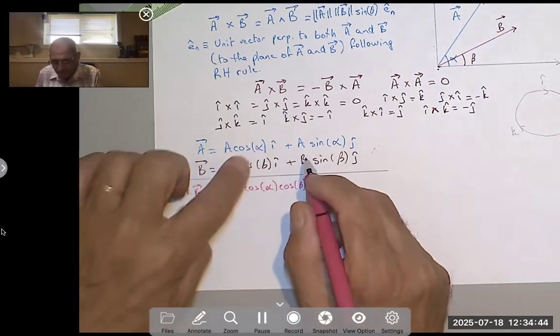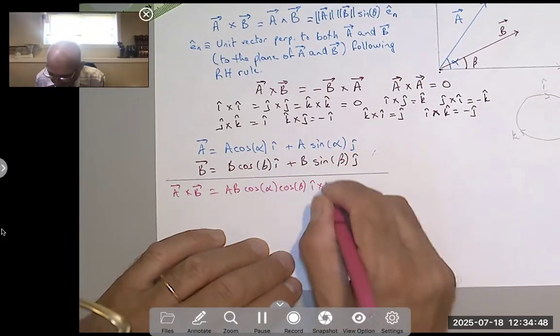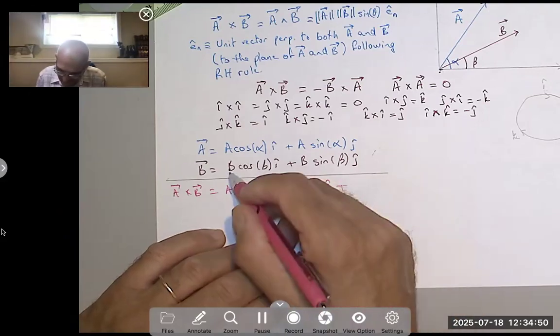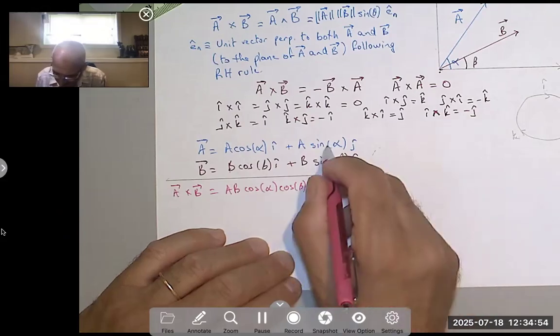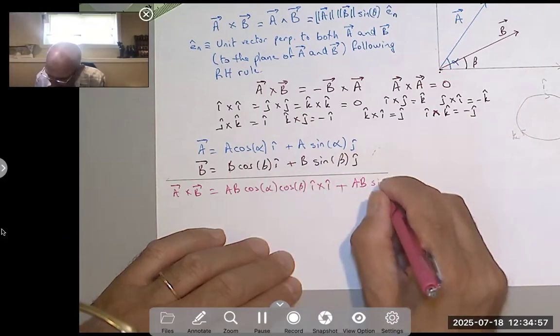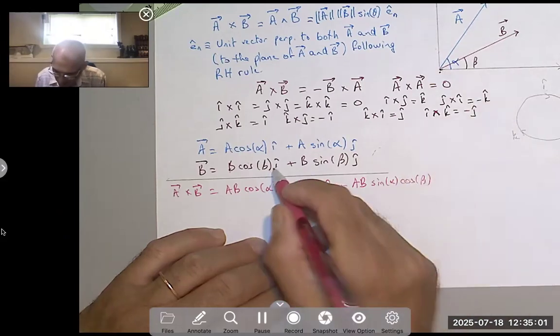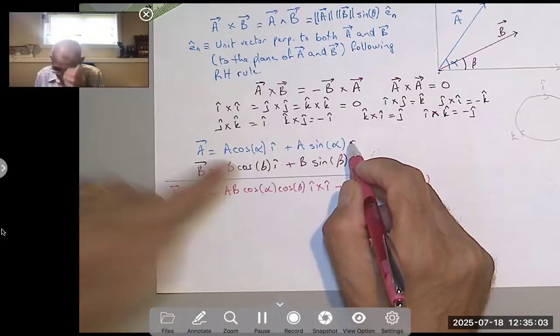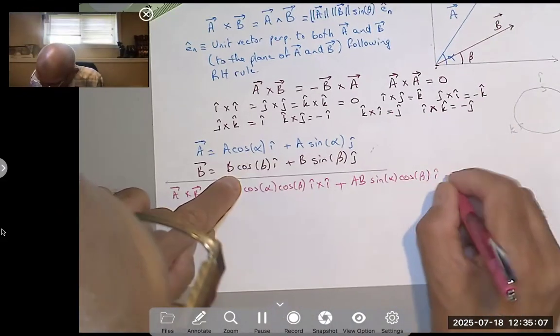And then I have I cross I. Notice these are numbers, but these are vectors, so I have to write them I cross I. And then I multiply this by that, so I get AB sine alpha cosine beta, I cross j. Notice I started from the bottom, so I multiply this by that, this by that. So I cross j.